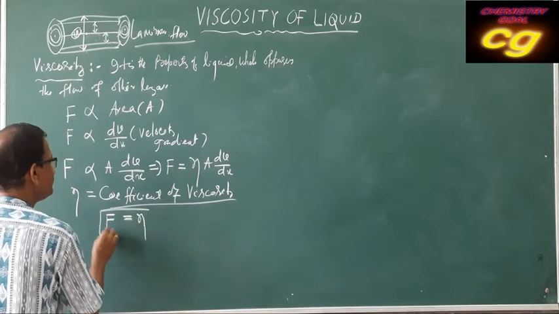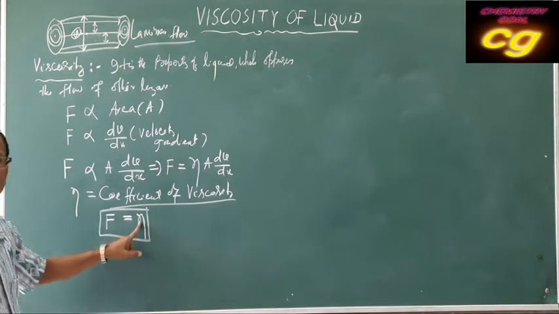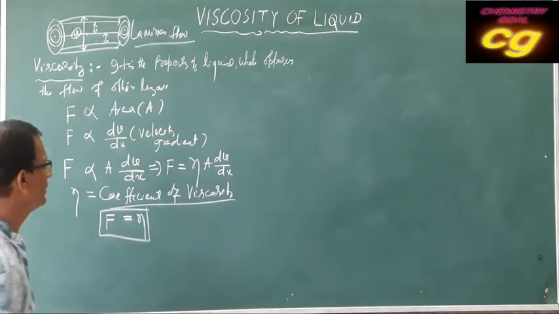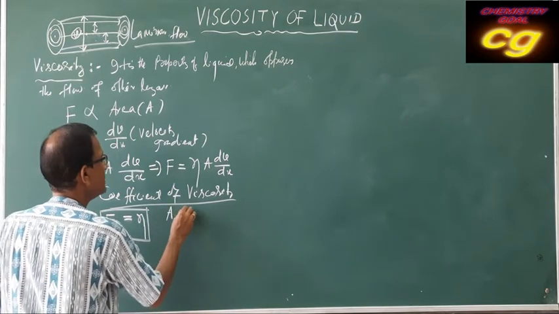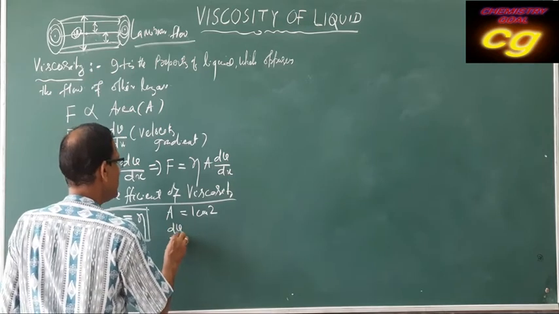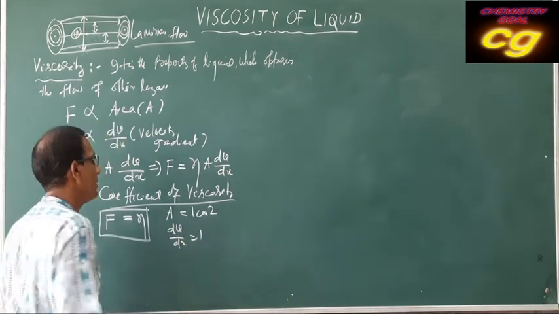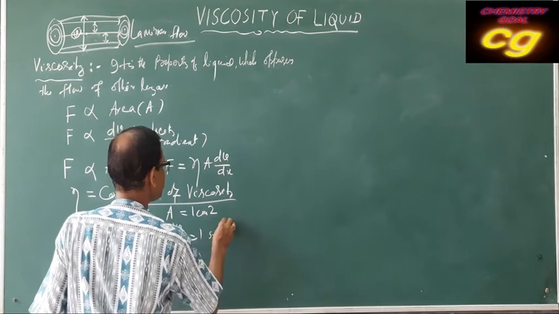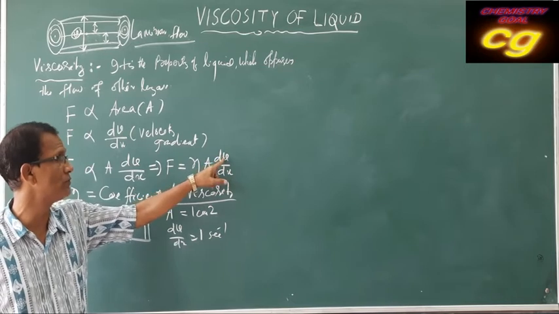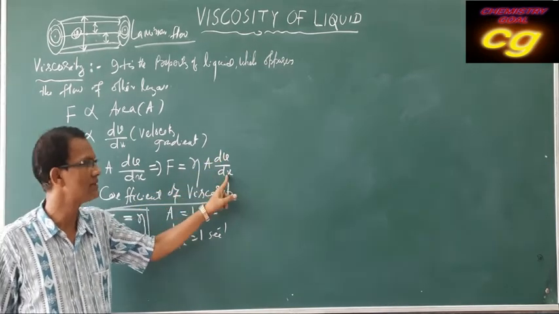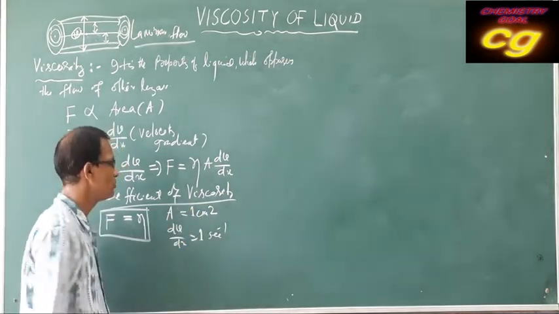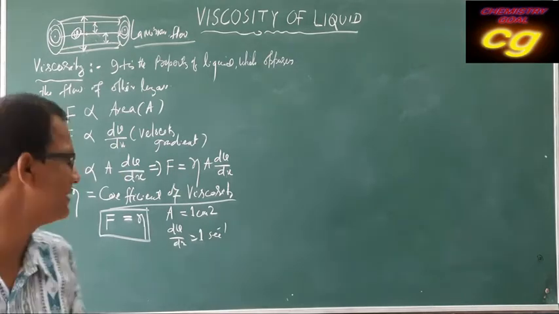The coefficient of viscosity of liquid will be equal to the intermolecular force when area is equal to 1 centimeter square and the velocity gradient is equal to 1 second inverse. What is the unit of velocity gradient? dV is velocity, which is centimeter per second, by dx, which is centimeter. The centimeters cancel, so the answer is second inverse. This is the unit of velocity gradient.